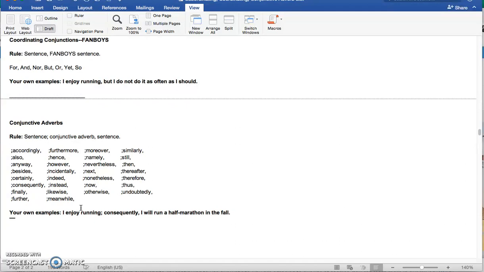So that's kind of the rundown of the handout. It might not be a bad one for you to print and to have handy as you are writing so that you can follow those rules and create great sentences.